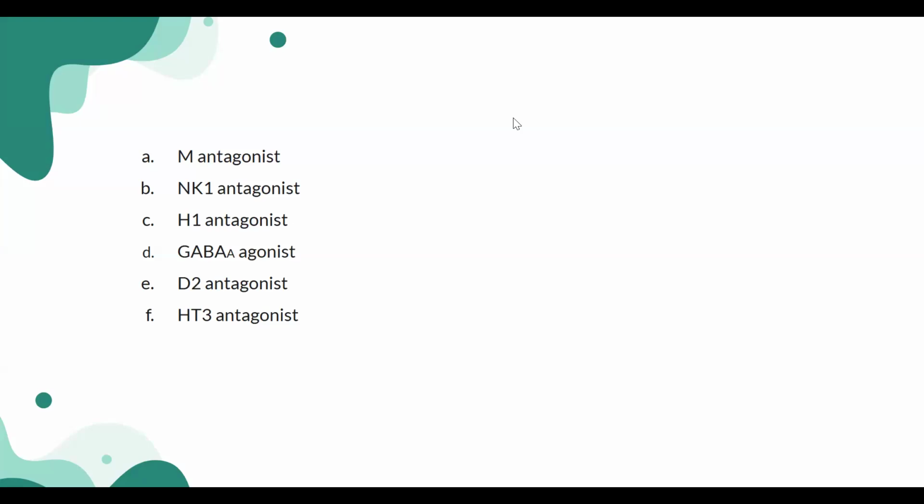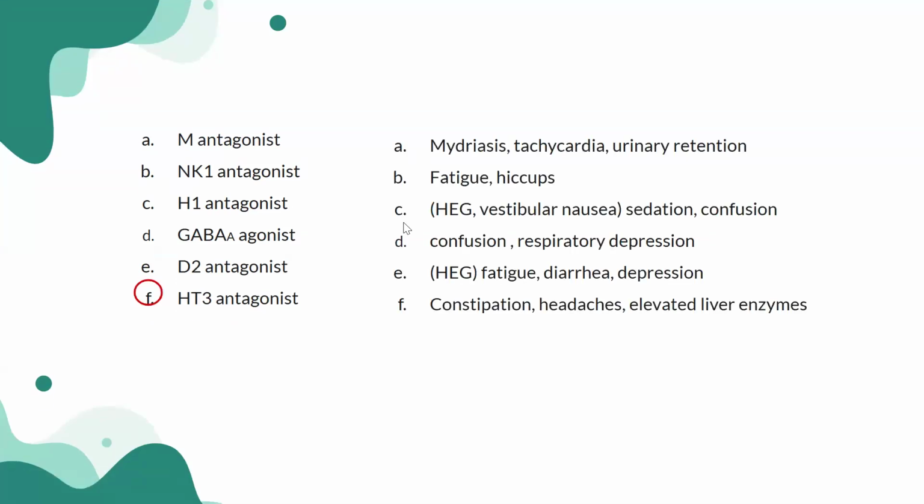All right, somebody said F. So F is a serotonin antagonist, which is correct. Excellent. Now we're going to briefly talk about all of the different side effects for each of these medications.